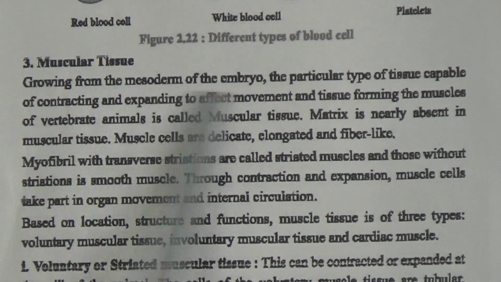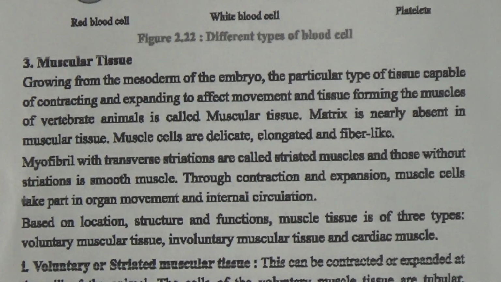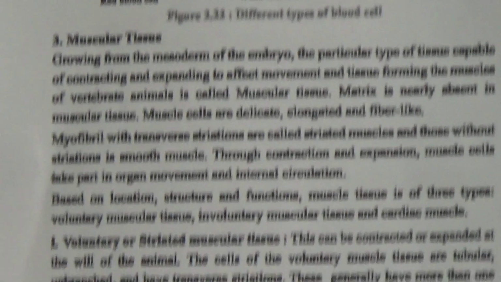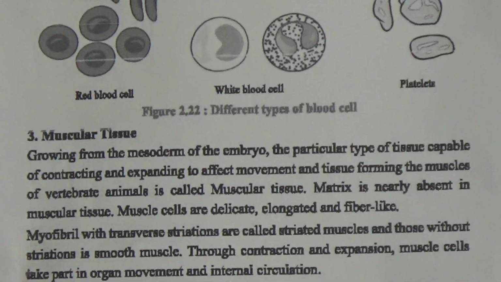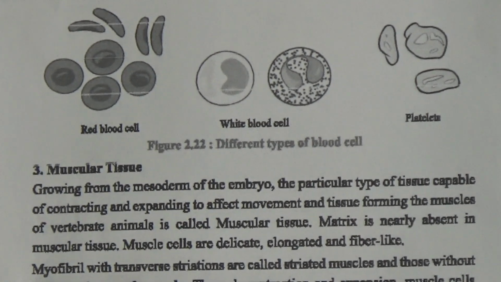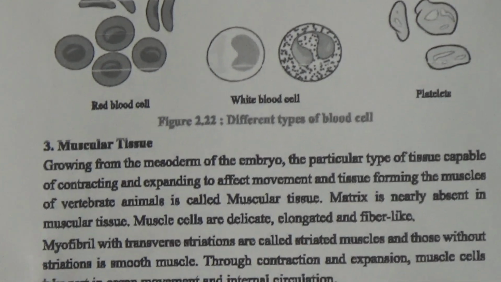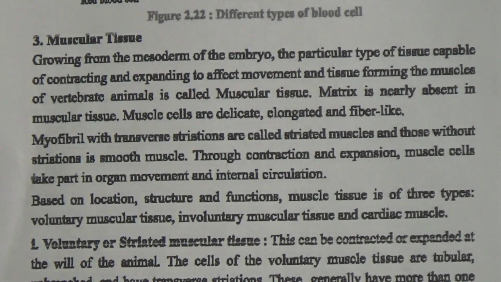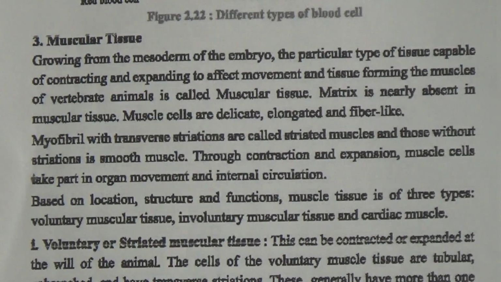Now, mesoderm. The embryo has 3 layers: outer layer, middle layer and inner layer. These layers are called ectoderm, the outer layer, mesoderm, the middle layer, and endoderm, the inner layer. And these muscle tissues grow from the mesoderm, that means the middle portion of the embryo.